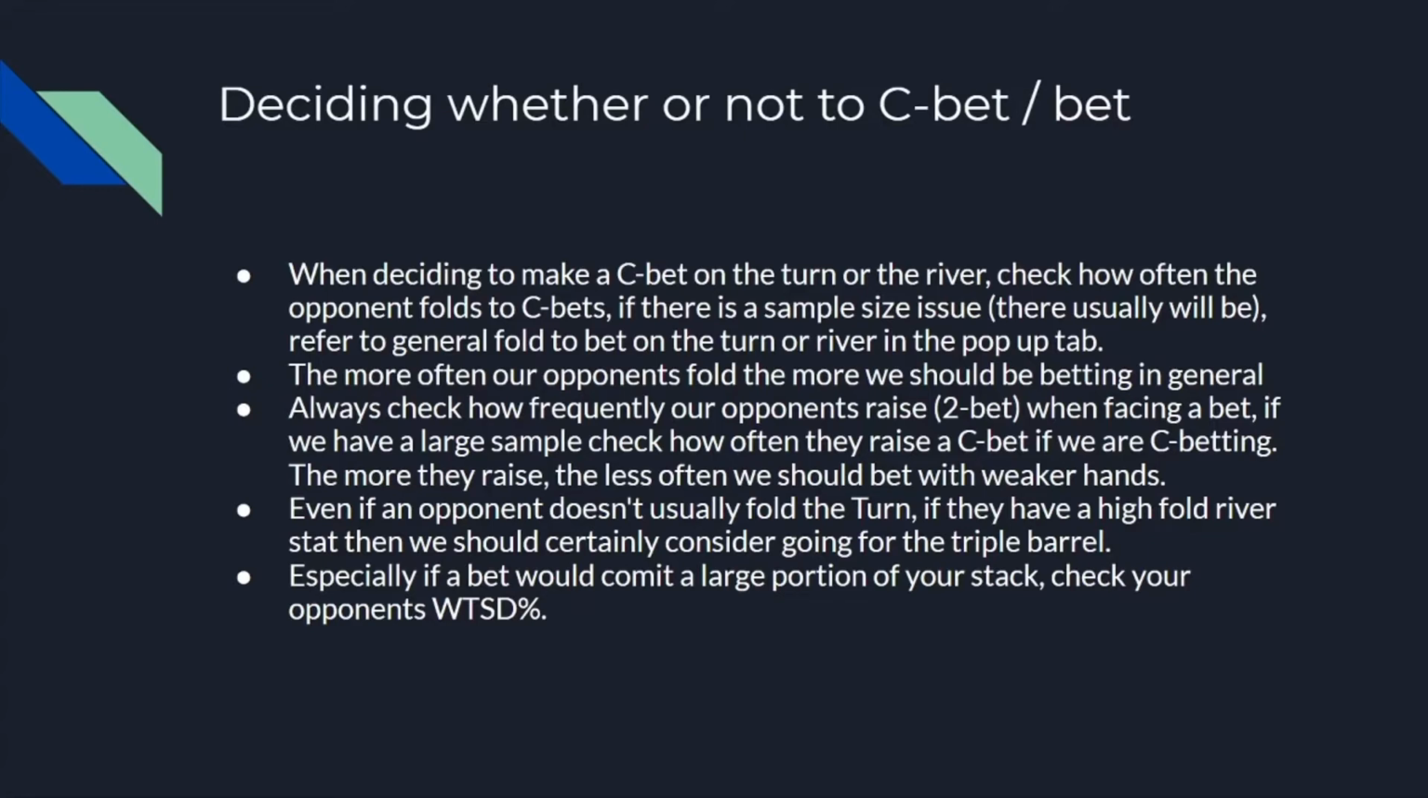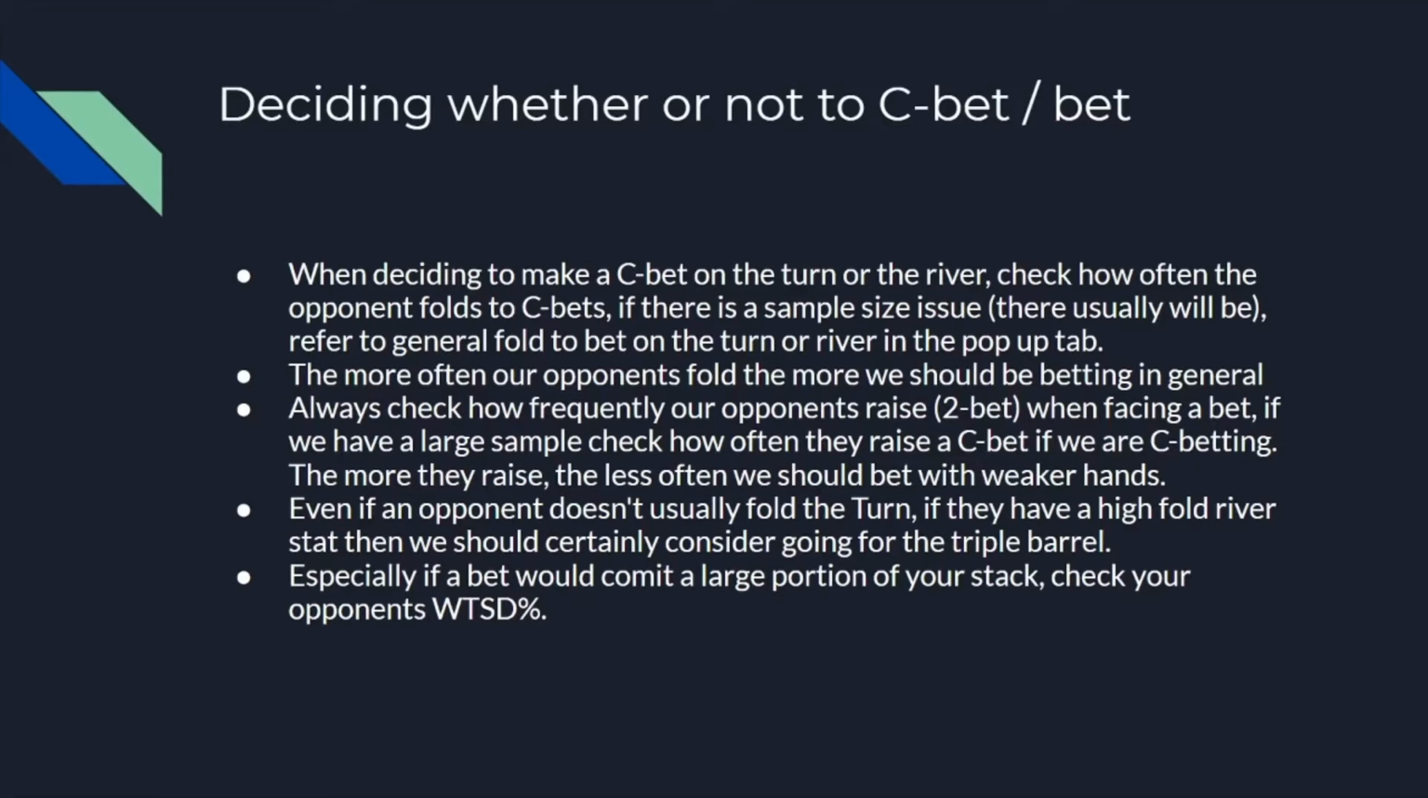Obviously, the more our opponents are folding, the more often we should be betting with our air and draws. Some opponents may usually call a turn bet, but often fold to a river bet. In those cases, we should be considering betting the turn with the intention of firing another barrel on the river in order to get them to fold.